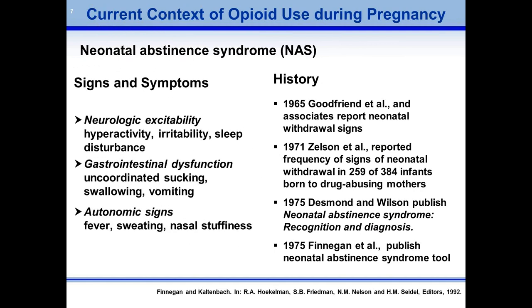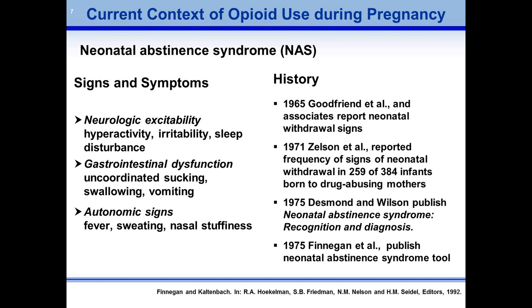In terms of the topic that we're going to be talking about today, I think it's really important up front to give a definition of neonatal abstinence syndrome, because that is one of the most concerning things to people when they are dealing with women who are pregnant and opioid dependent. It is a constellation of signs and symptoms, including neurologic excitability, so the babies are often hyperactive, have difficulty sleeping, and can be irritable. They can have gastrointestinal dysfunction, so a discoordinated sucking and swallowing, and more frequent vomiting. And they can also have autonomic signs of fever and sweating and nasal stuffiness.